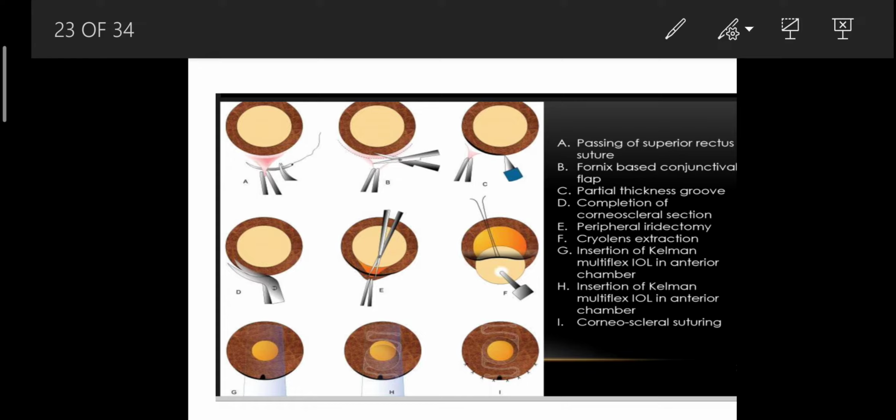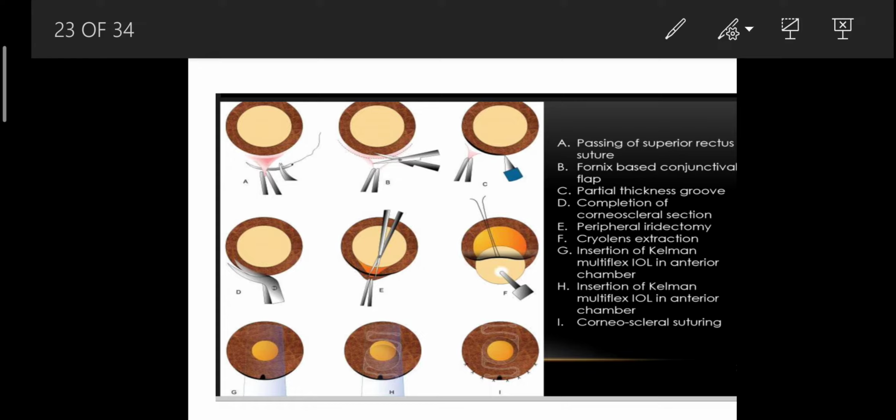Now if we have to do ICCE in case of grossly subluxated or dislocated lens, we have different methods of IOLs which can be placed without the posterior back support, like iris clip lenses which can be clipped to the iris, or scleral fixated lenses which can be sutured to the sclera in spite of the posterior capsule being absent. So this is the anterior chamber IOL.